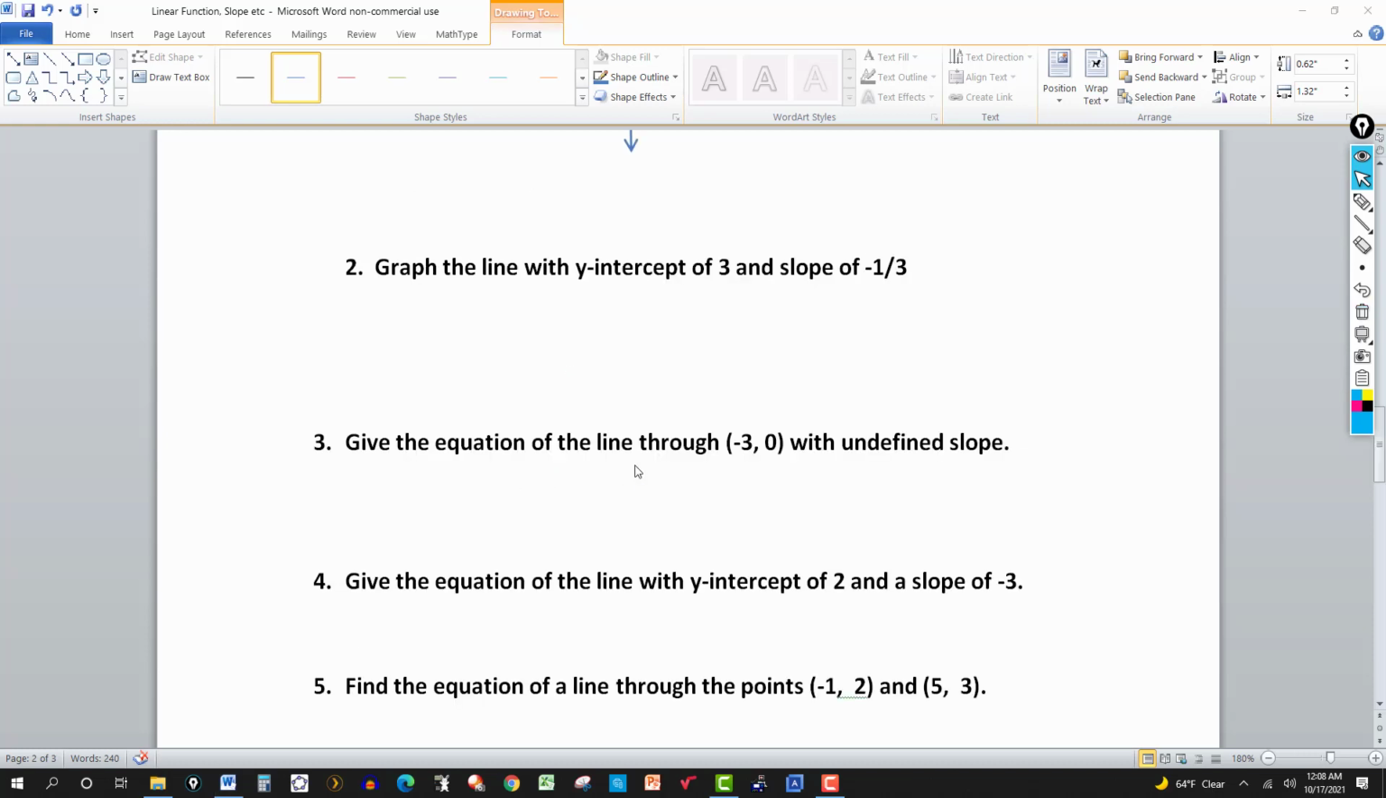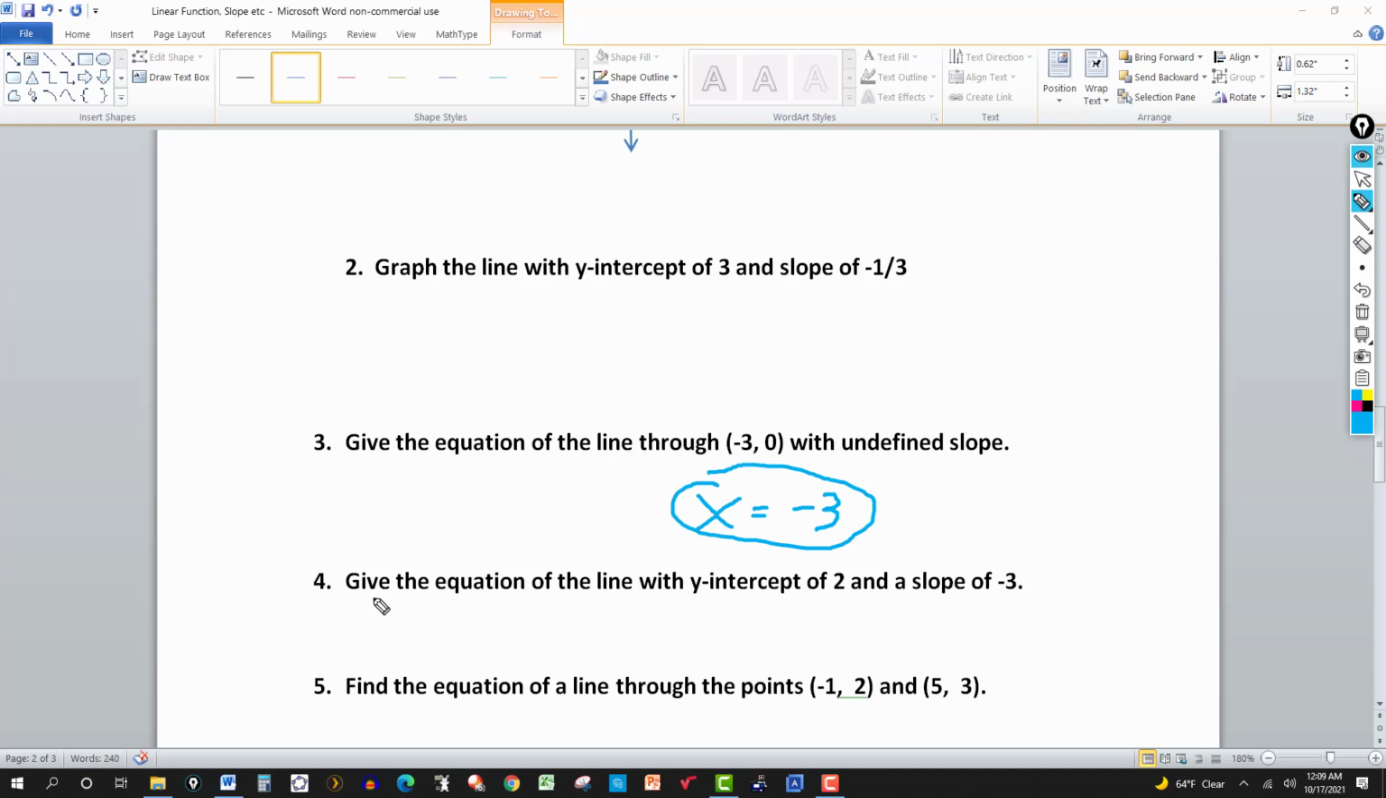Give the equation of the line through (-3, 0) with undefined slope. So here it says give the equation of the line through (-3, 0) with undefined slope. Well, undefined slope means it's a vertical line. So the vertical line, as we mentioned, always has the equation x equal to whatever the x is, because every point on that line is going to have the same first component, or the x. So in this case, x = -3 is the equation of the line.